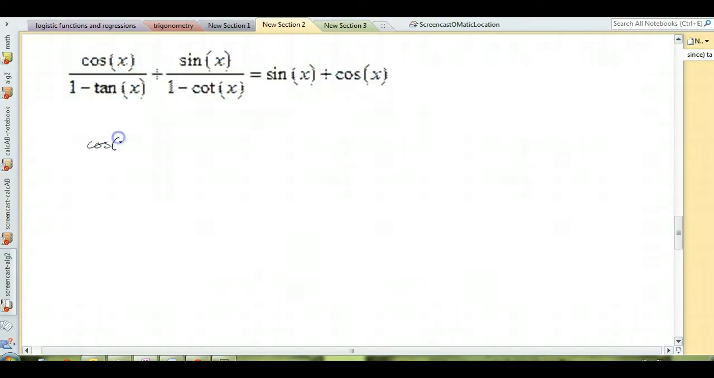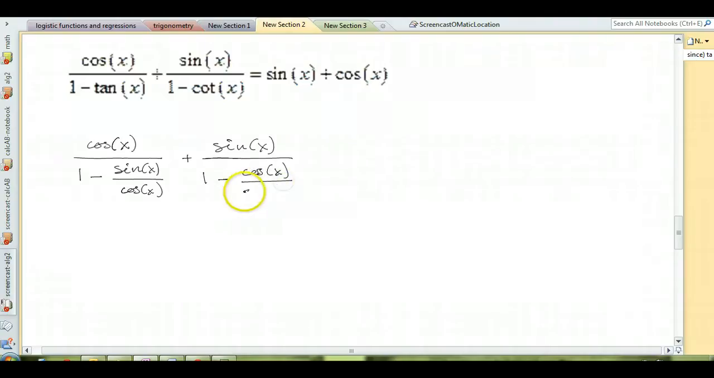So what do we have? Cosine x at the top, and here we have 1 minus sine x over cosine x, right? Plus sine x over 1 minus, so here it's cotan, so it's cosine over sine. Okay, alright. So hopefully I'm going to write a series of equalities, and hopefully at the end, I should be able to find that, right? That's the idea. Okay, let's see how that's going to work.